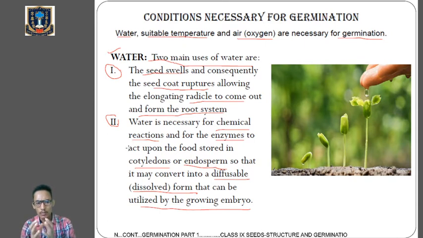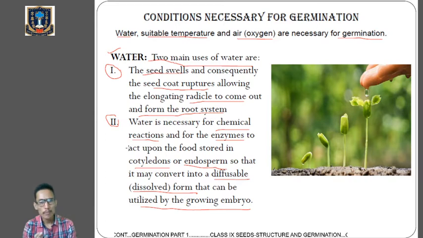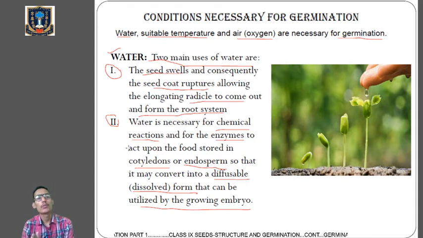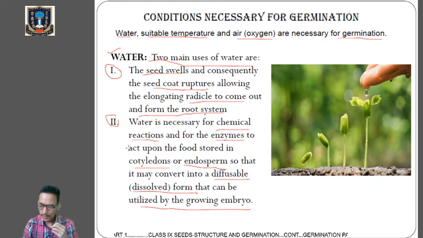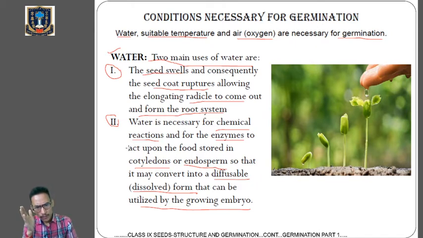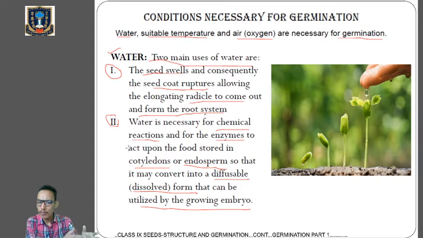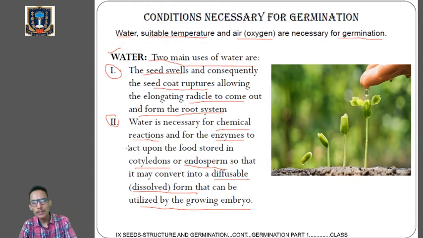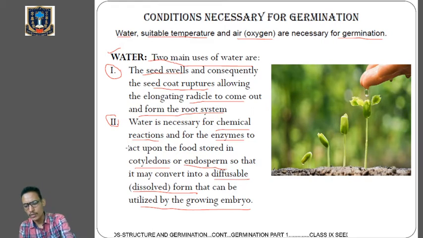First use is that the water will be absorbed with the help of the micropyle, and the seeds will swell up, and it will lead to the rupture of the seed coat, testa and tegmen. At the same time, the radicle will elongate and lead to the formation of the future root system. And number two, the water will be utilized to carry out different chemical reactions and for the activation of enzymes within the seed. Clear? So that the reserve food materials stored in the form of endosperm or in the cotyledons can be transformed into the dissolved form and utilized by the developing embryo. So this is the importance of water for germination.